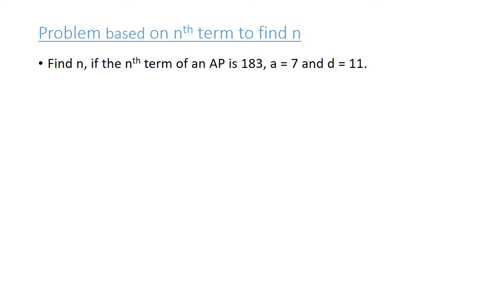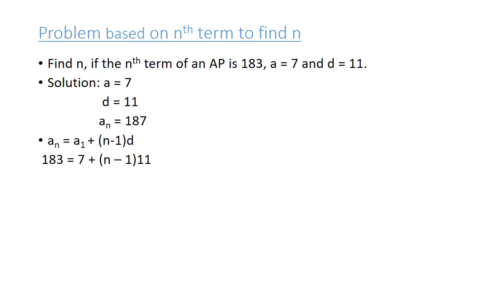A is 7, D is 11. Now the solution: we will write down whatever we know, apply the formula, substitute the values. Correct? Okay, when writing this, I have written an is equal to 187. It should actually have been 183. Please correct it.